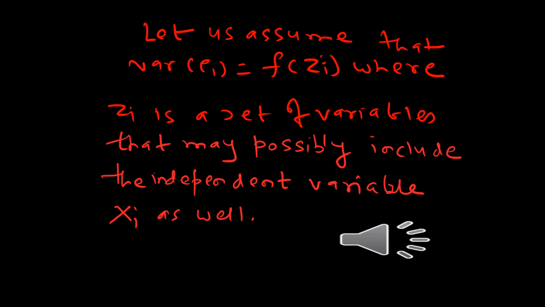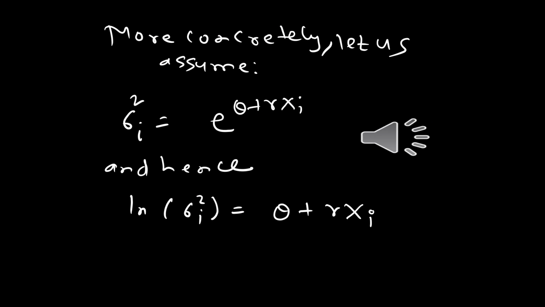So let us start by specifying the variance of ei as some function of a set of variables called zi. Now this zi could be some external variables. There could also be nothing but the variables xi, which are included as independent variables in the regression equation.